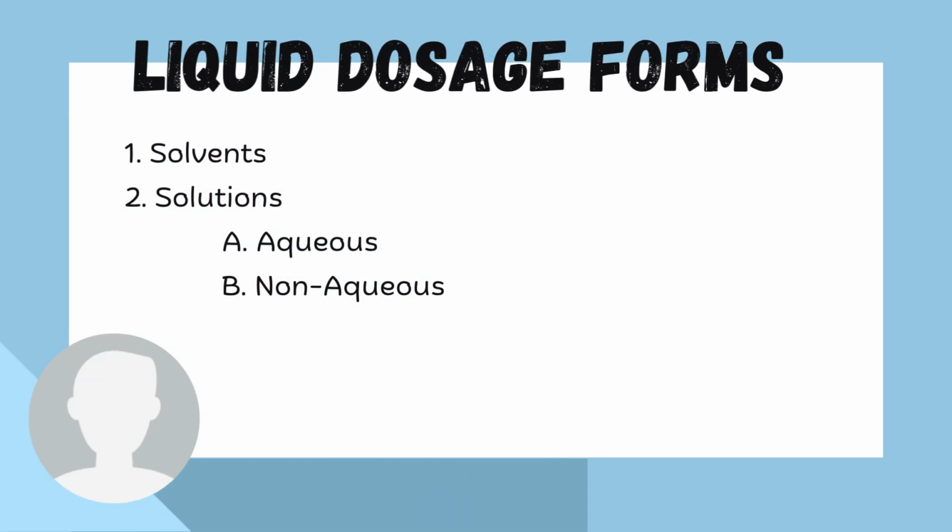When we say liquid dosage form, these are preparations that contain one or more active ingredients dissolved or dispersed in a liquid medium, usually for oral, topical, or parenteral use. Liquid dosage forms are very important because they are easier to swallow and are often used for children and elderly patients who have difficulty taking tablets or capsules. Now let's go through the main types under this category.